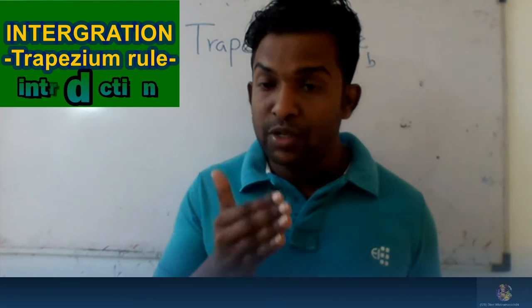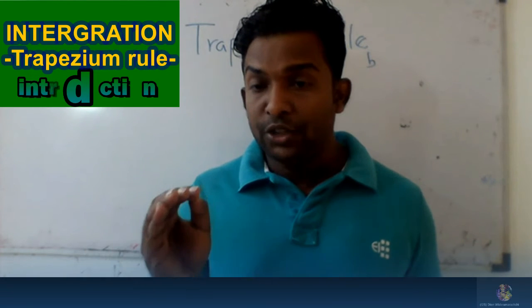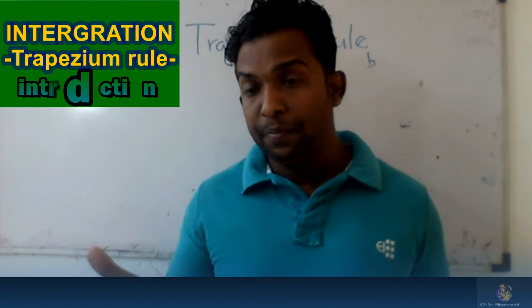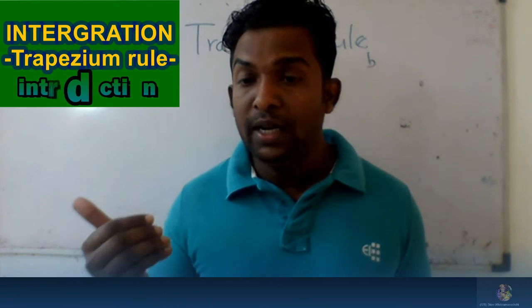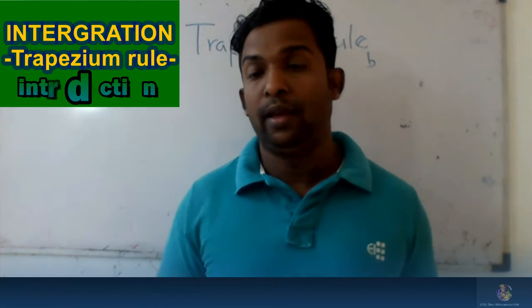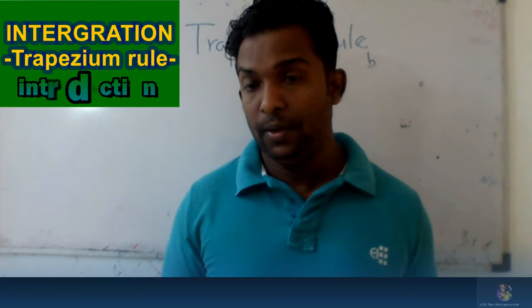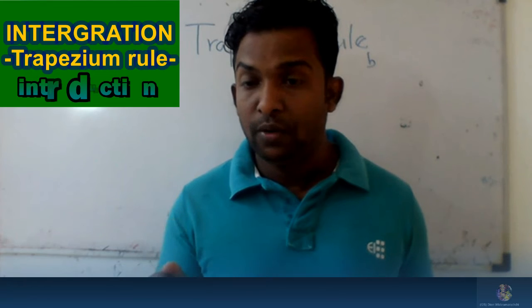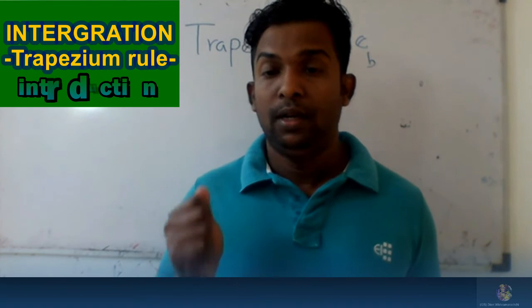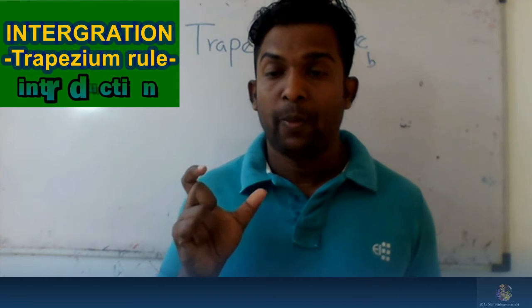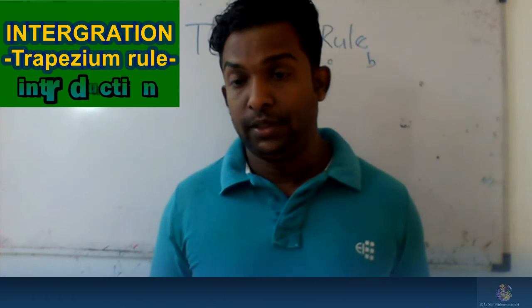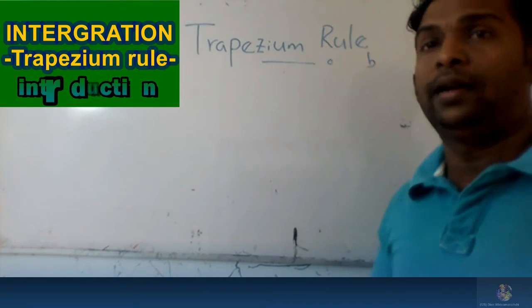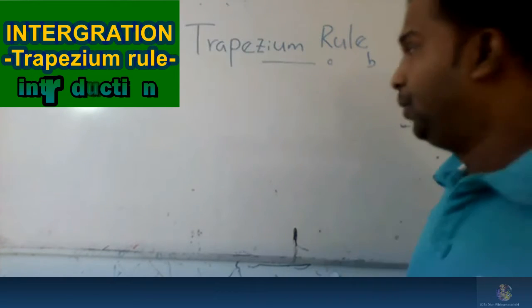But as I mentioned earlier, since some functions are hard to integrate, the trapezium rule may be the only method we have to find the area. Now in that sense, the trapezium rule or trapezoidal rule is really important in practical purposes, right? I will just draw a diagram and show you.